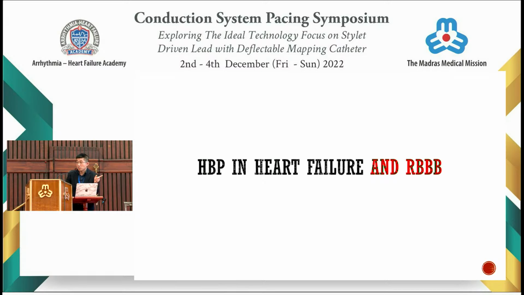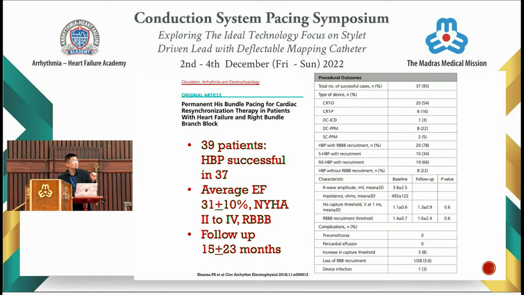So what about right bundle branch block? Because when you have His and conduction system pacing now, you're not just correcting the left bundle, you can also correct the right bundle. So is there evidence for that? Again, mainly small studies. Dr. Sharma's group, 39 patients. Again, His bundle pace, right bundle branch recruitment in about 78%.